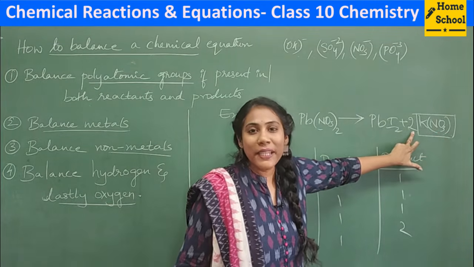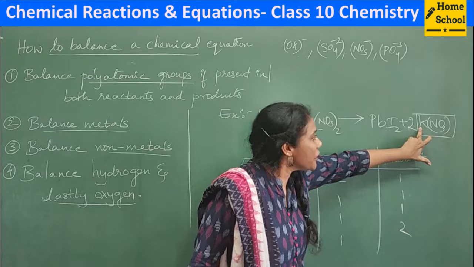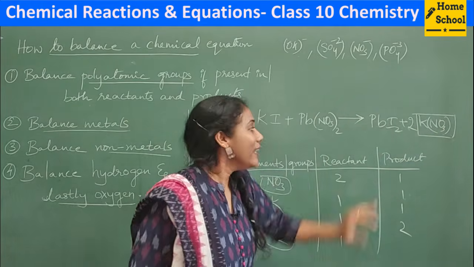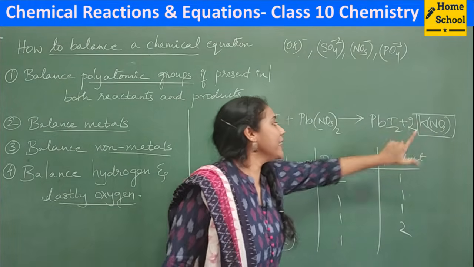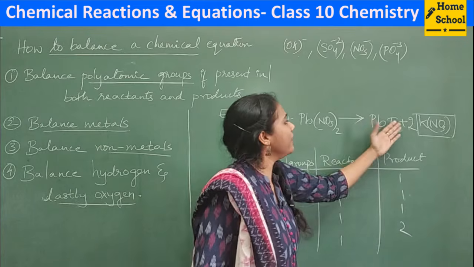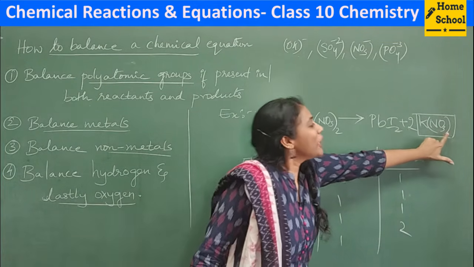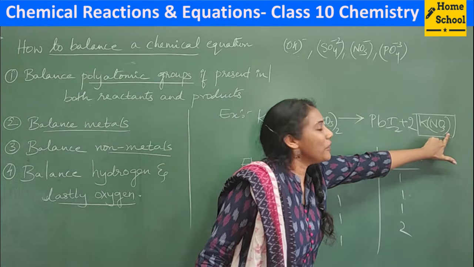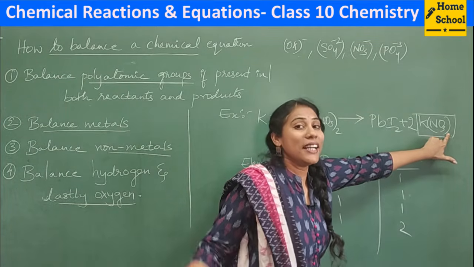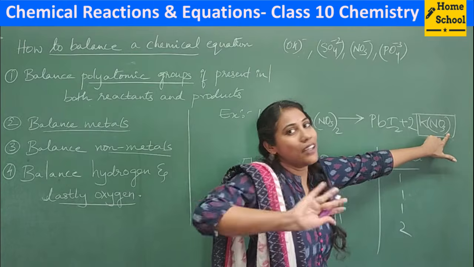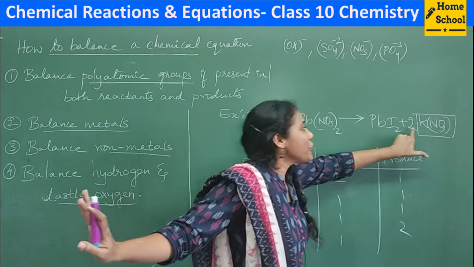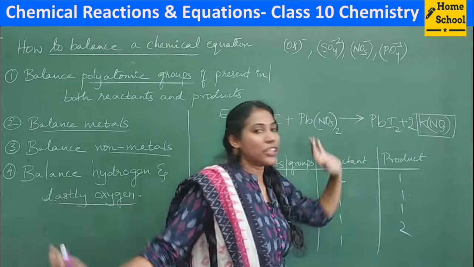What does this 2 mean? That there are 2 potassiums and 2 NO3. Okay, so now by putting 2 here, you are not supposed to put 2 anyway. Your nitrate group is here, so you have to put 2 here. And you are not supposed to put 2 here also. If you put 2 here, that will change the formula. You are not supposed to do that. So you should put 2 before the formula.